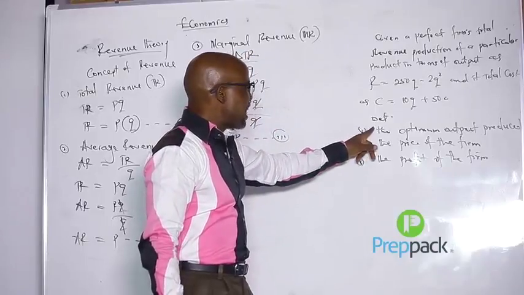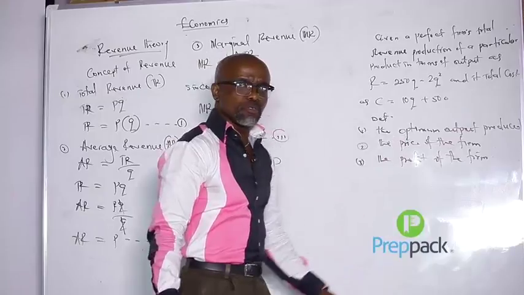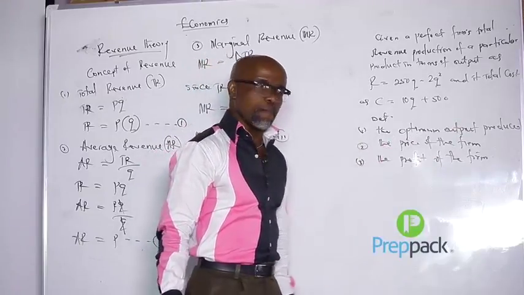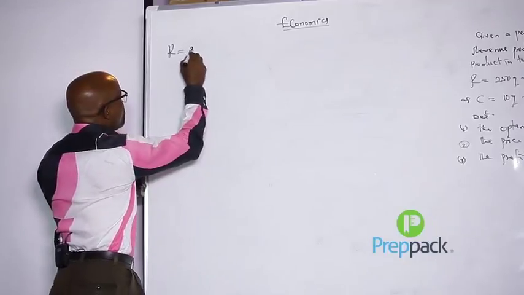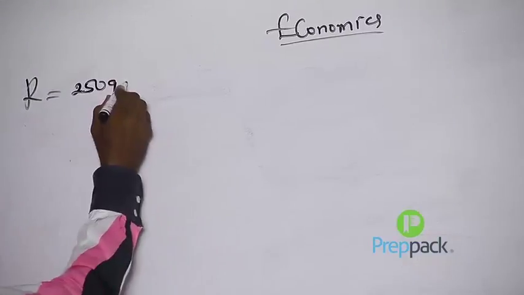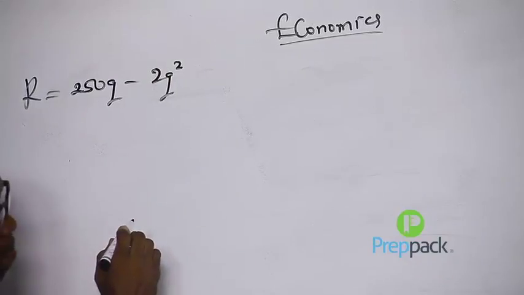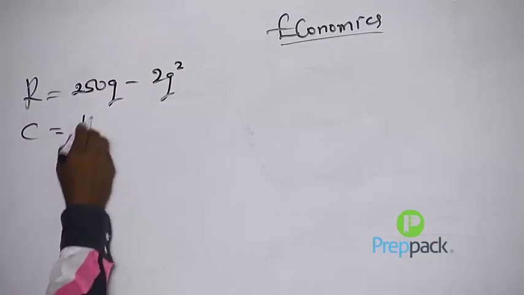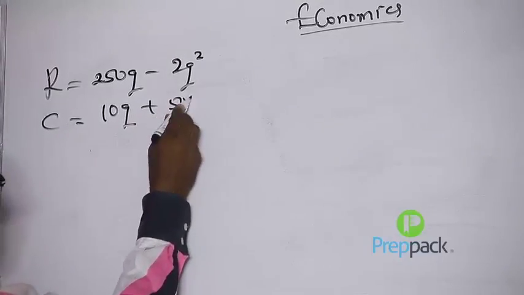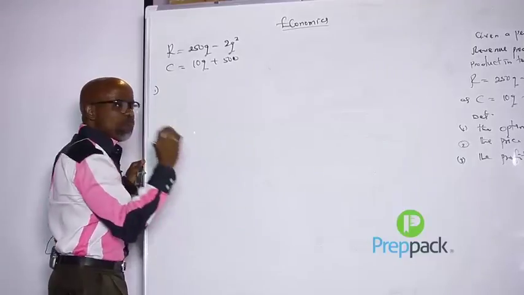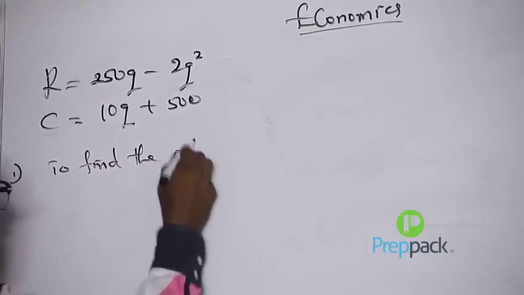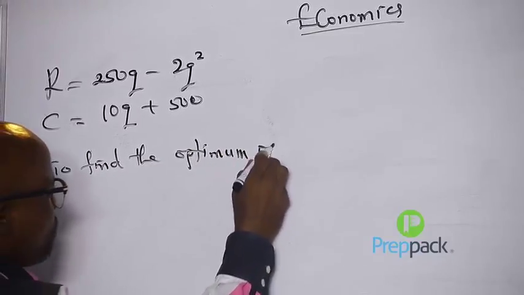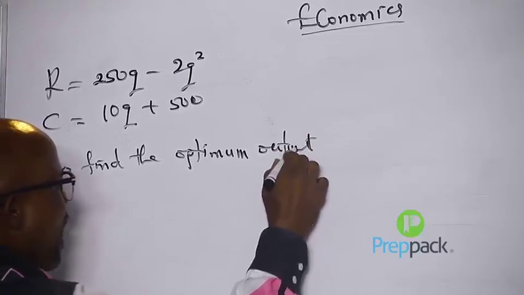The question: determine 1, the optimum output produced; 2, the price of the firm; 3, the profit of the firm. Therefore, I want to find the output produced. Now, look up. My revenue equals 250Q minus 2Q squared, and your C equals 10Q plus 500. Then question number 1 says the optimum output produced. Now, to find the optimum output produced.